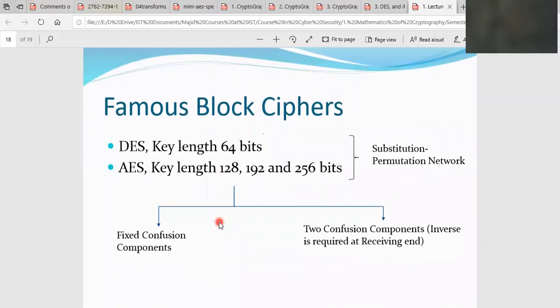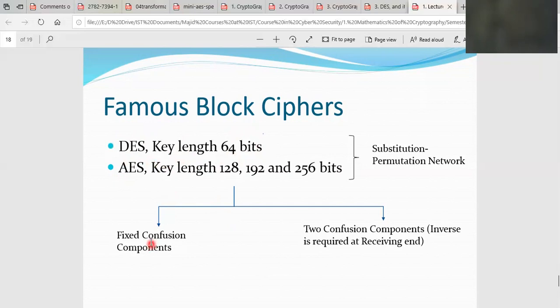There are some famous block ciphers, like DES, the Data Encryption Standard, and AES. Basically, there are a number of block ciphers, but we focus on these two, which are quite famous. These are all based on the SP network, substitution and permutation. And DES is also based on the Feistel cipher.